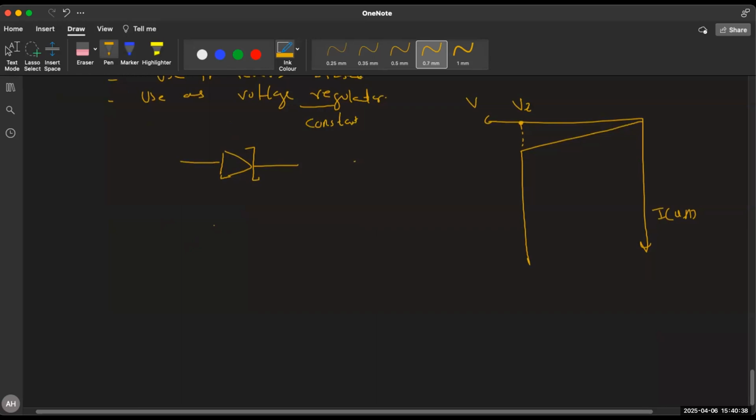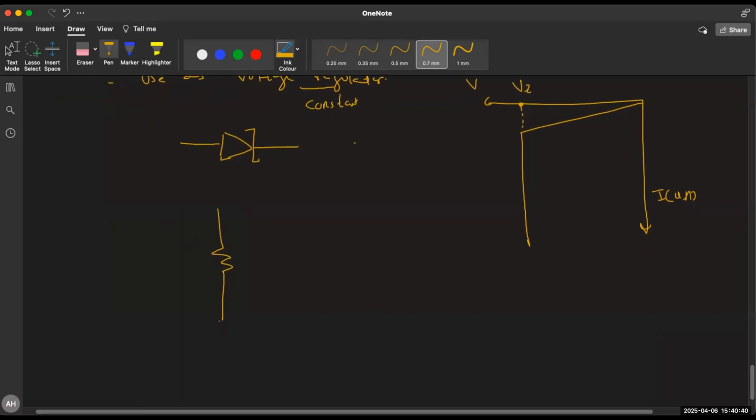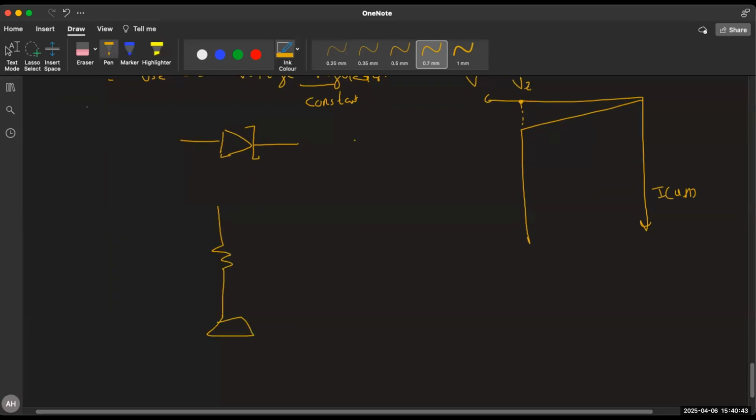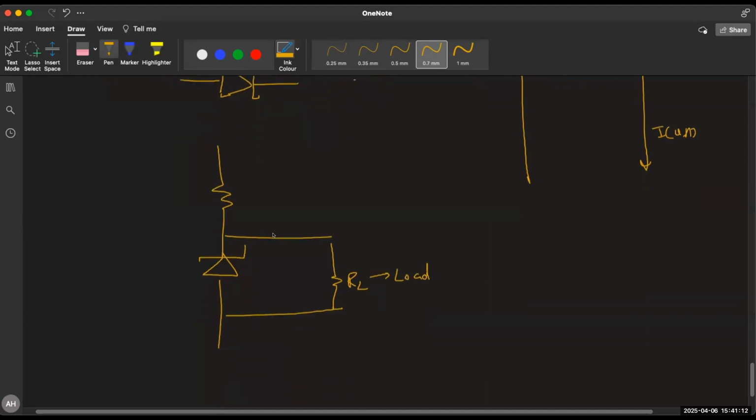So see how we use it as a voltage regulator. Say you have a resistor, and then you connect a Zener diode here. With this Zener diode, you connect a load. In circuit theory, load means any device which is connected to your circuit. Like if you have a fan connected to your circuit, for you, the fan is a load. If a bulb is connected, then the bulb is a load. Load is any device which is connected to the circuit.